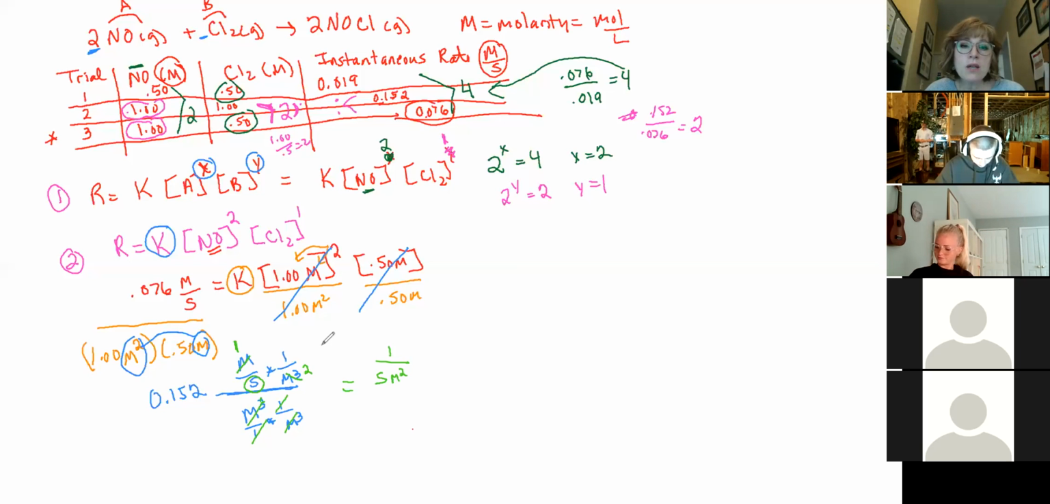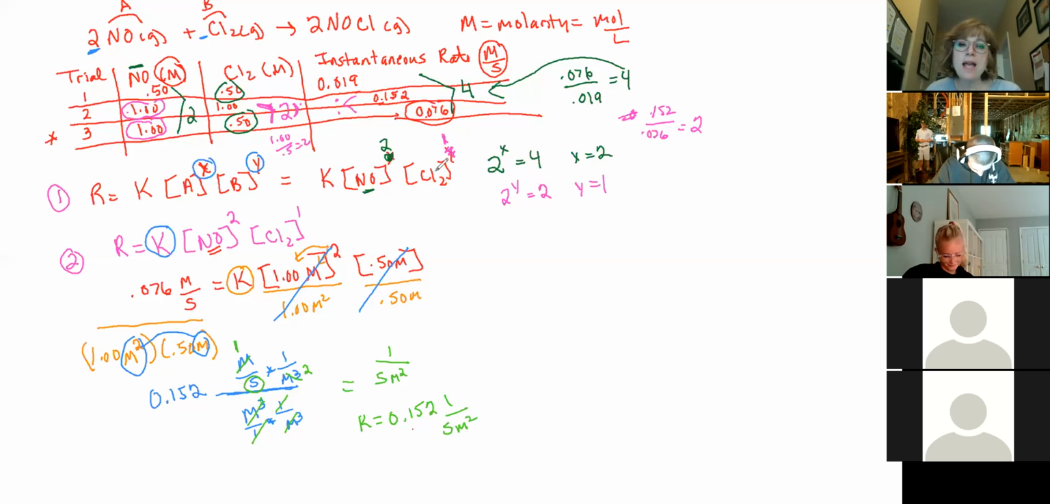So what is then K? K is equal to 0.152 1 over S M squared. This unit is not the same for K every time. It changes depending on every equation. So you cannot just plug that in. You have to figure out the unit each time. The unit is always dependent upon the x and y values.